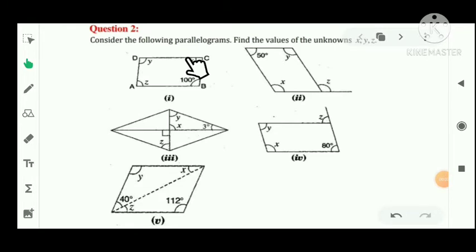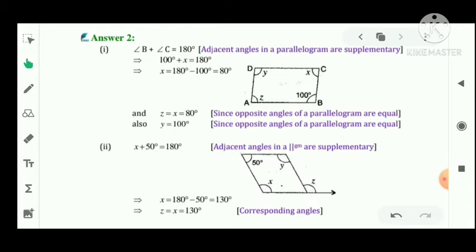Now students, let's see question number 2. Consider the following parallelograms. Find the values of the unknowns x, y, z in these figures. In the first part, x, y and z are unknown, and you can see angle B's value is given as 100 degrees. Similarly, in the second part, x, y, z are unknown angles and 50 degrees is given in the figure. Let's see the solution of these questions.